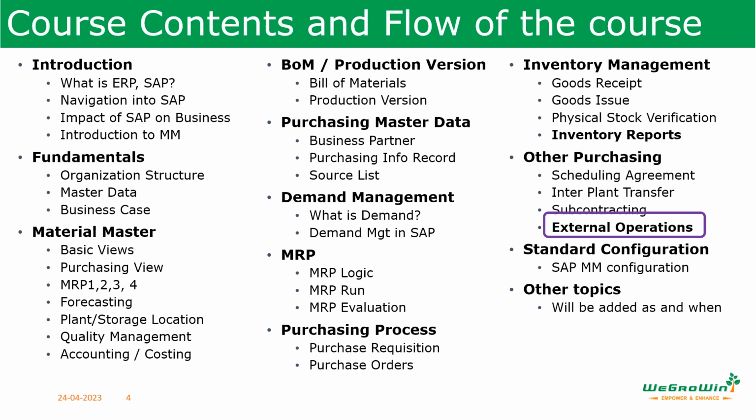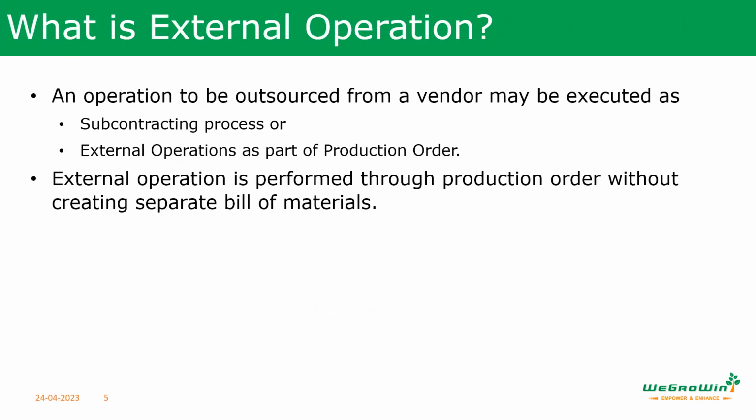As part of specific purchasing procedures, so far we discussed scheduling agreement, interplant purchase, and subcontracting. In this session, we will discuss executing external operations, which is part of the production order. In a production with multiple operations, if one or more operations are not able to be executed due to various constraints, but they need to be performed by a vendor, it may be executed as a subcontracting process or as external operations, which is an internal part of the production order.